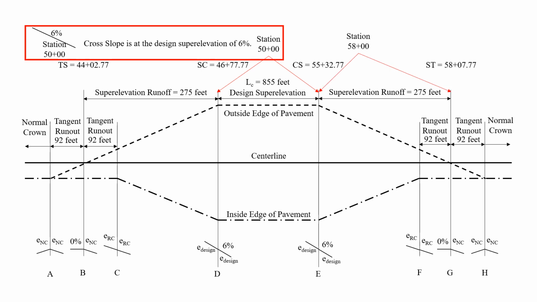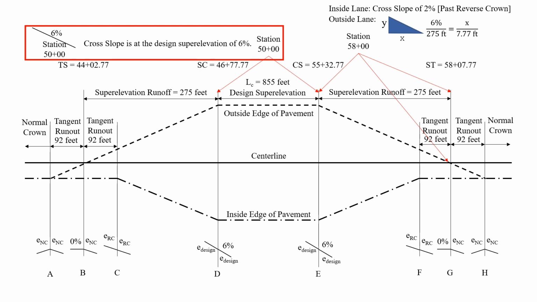Our next one, we're looking for station 58, and this is in between our design superelevation and adverse crown removed. And it's really close to that adverse crown removed. So at this point, we know we're within that tangent runout, and so our inside edge of pavement is going to be at normal crown, 2%. And based on our diagram, our outside edge of pavement is going to be slightly above 0, and we're going to have to use a triangle to find what the actual value is there. So inside lane, cross slope of 2% because we're past that reverse crown and almost to adverse crown removed.